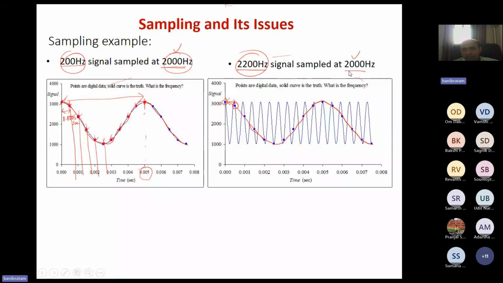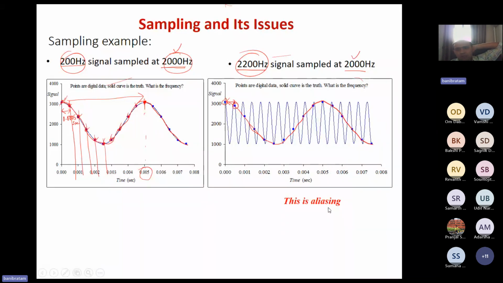This is happening because of improper choice of sampling frequency, right? So when the sampling frequency is not proper, then after joining the dots, or after reconstruction, I will be getting some low frequency signal, which is very low with respect to the original signal and completely different from my original signal. This particular phenomenon is called the aliasing phenomenon.